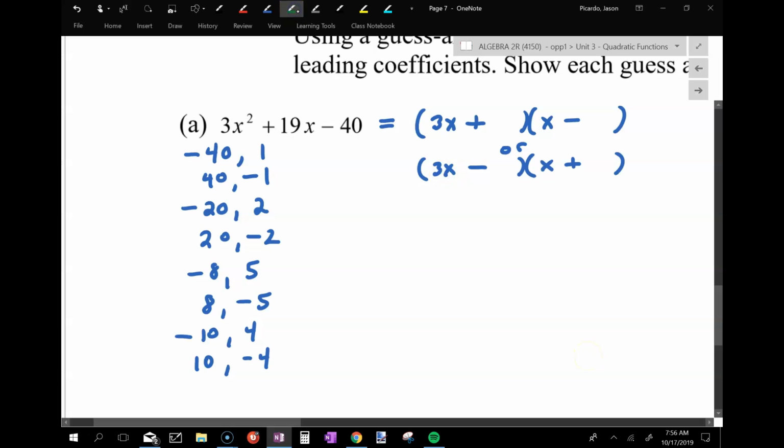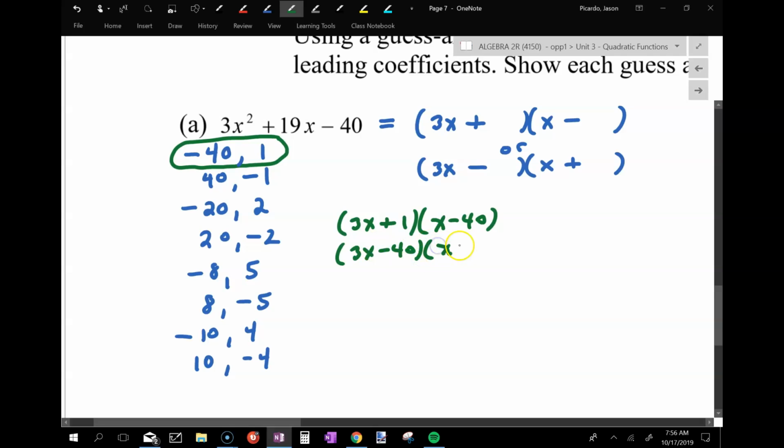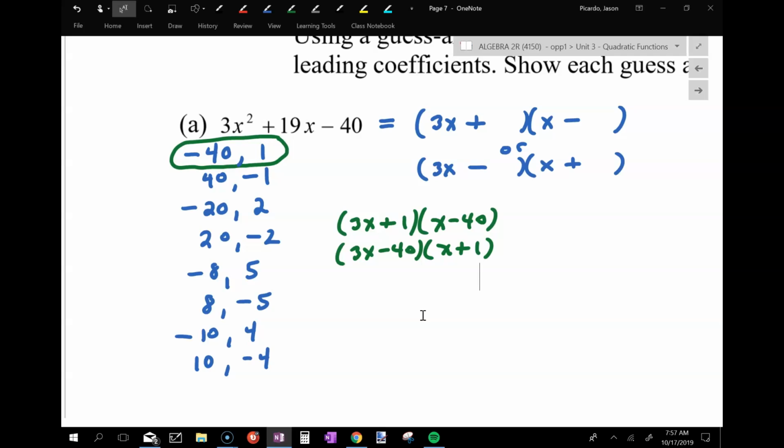So what's one thing we could check? Well, we could check 3x. If I use this, I could do 3x plus 1, and then it would be x minus 40. But then I have to consider the other alternative if the terms were written this way. That would be 3x minus 40 and x plus 1. So those are all of the different ways that I could go from here to here. And do you see, guys, right away why it's a pain? So do we agree that we need a better way? Agreed? We need a better way.